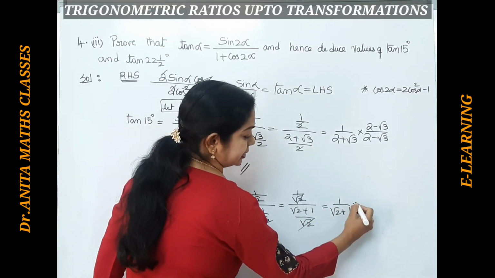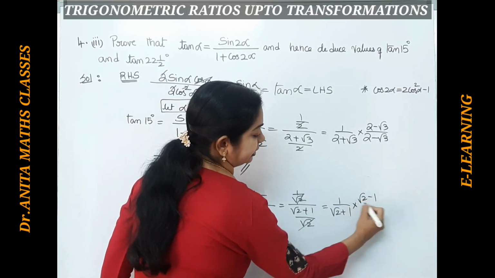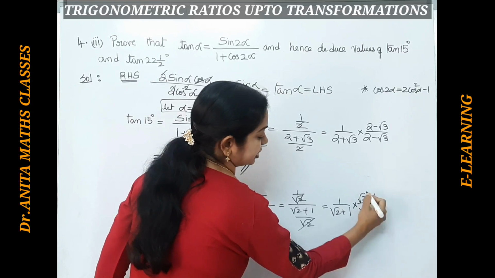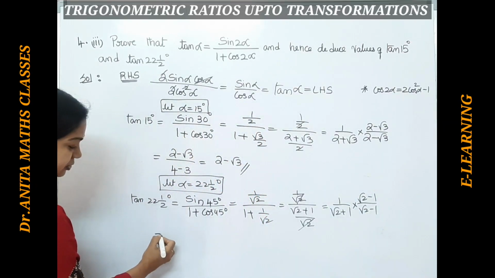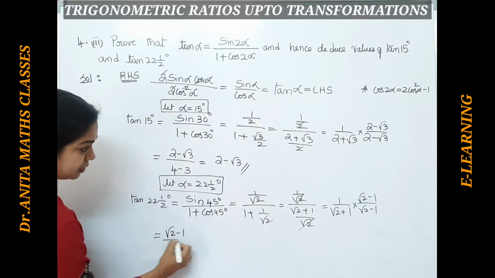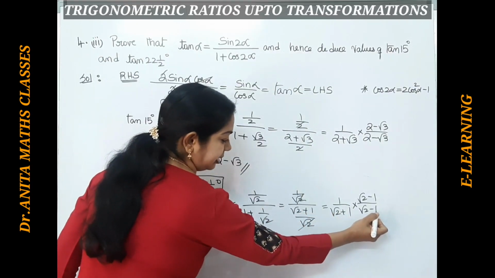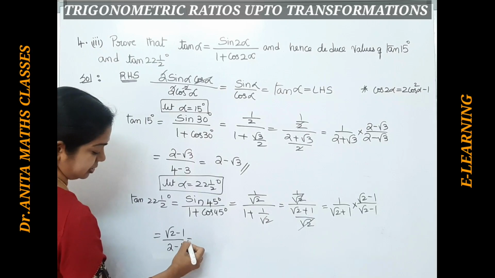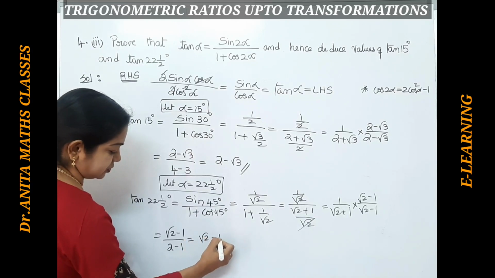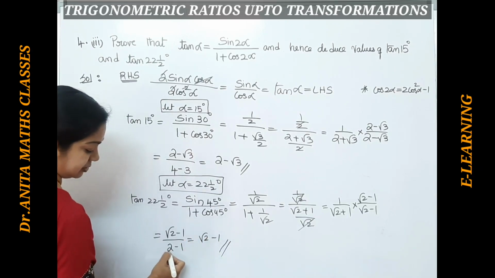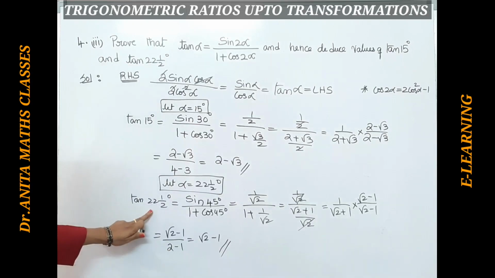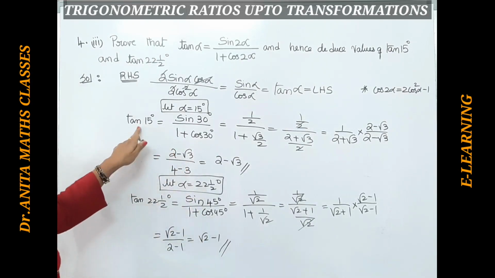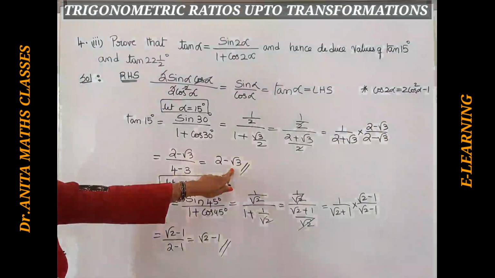Let us rationalize the denominator by taking the conjugate, multiplying and dividing. So this becomes root 2 minus 1 by a plus b, a minus b. So a square minus b square, that is 2 minus 1. So root 2 minus 1 is the final answer. 2 minus 1 is 1. So tan 22.5 is root 2 minus 1. Tan 15 is 2 minus root 3.